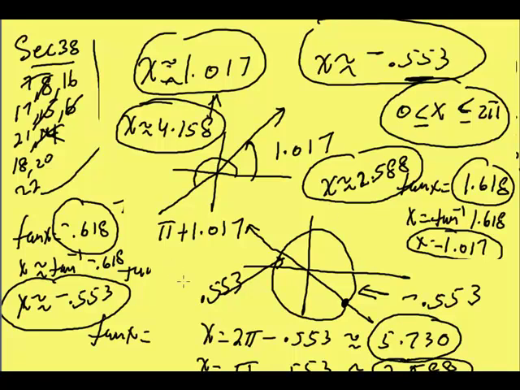Okay, so let me mark the answers. This is going to be 1. This is going to be 2. This is going to be 3, because I can't use negative because of domain restriction. And then finally, this is going to be 4.